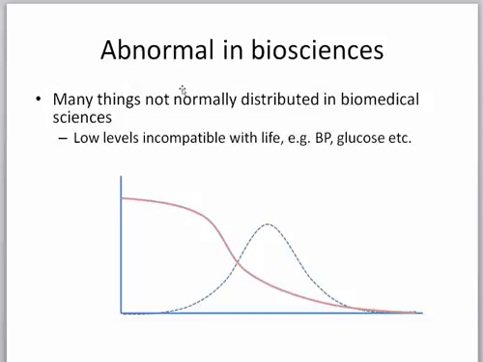The reason things are highly skewed in biological sciences is that you may have no normal level of something if it's an abnormal marker of a tumor or some other disease, and it may only appear at very high levels. You may have no low levels because it's incompatible with life, and so on.